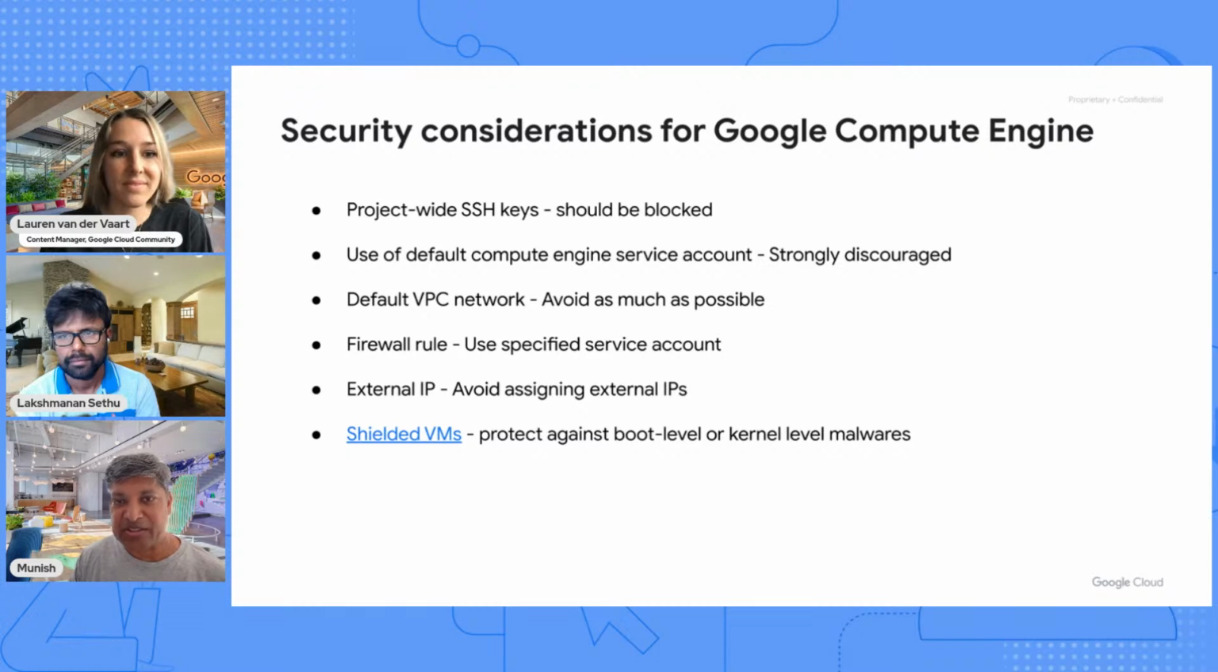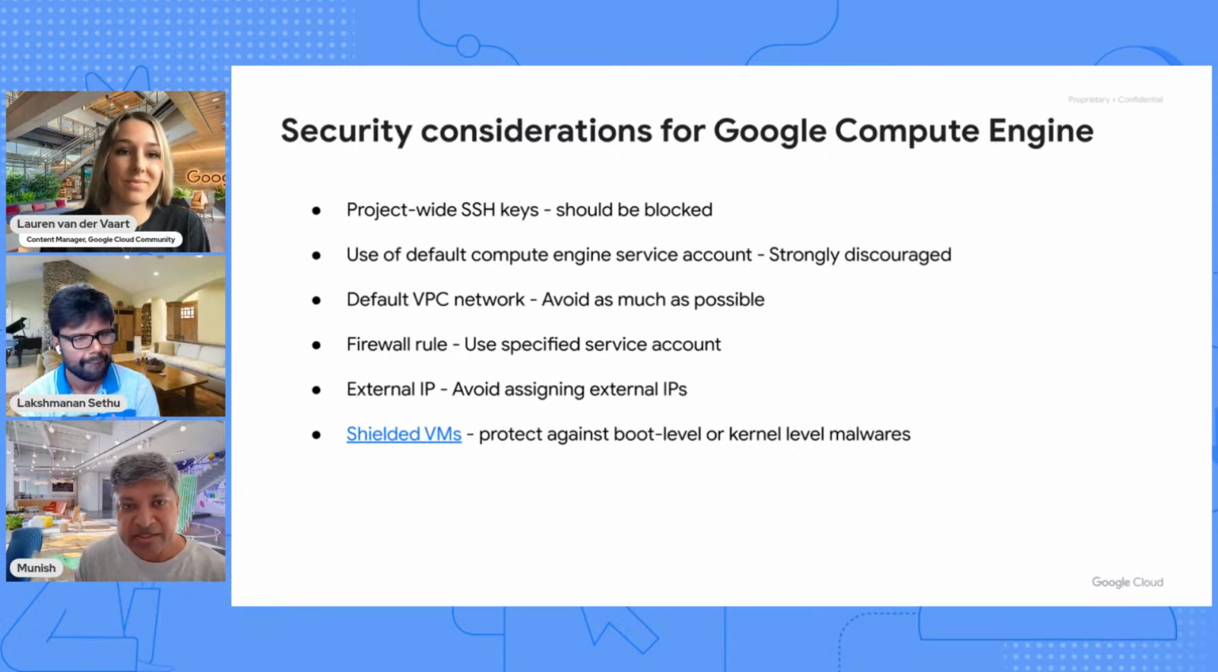Yeah, so these are the topics that we are going to cover today. This is what we are going to look at when it comes to Compute Engine. We are going to see what we actually mean by project-wide SSH keys, why we should not use the default service account on the Compute Engine, the default VPC, what some of the gotchas in the firewalls are, why we should not have an external IP, or when we should have an external IP. And we'll wrap it up with shielded VMs.